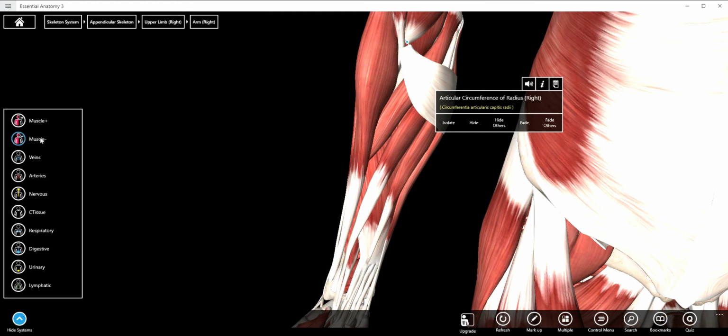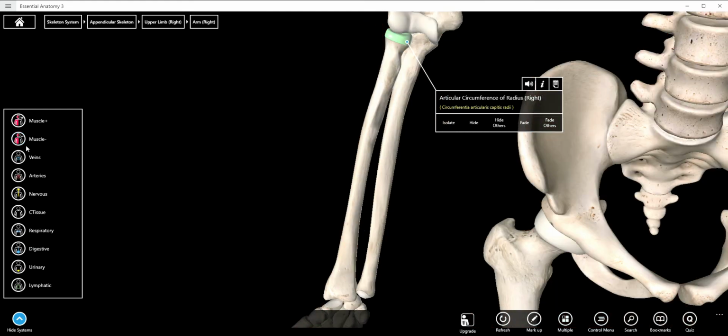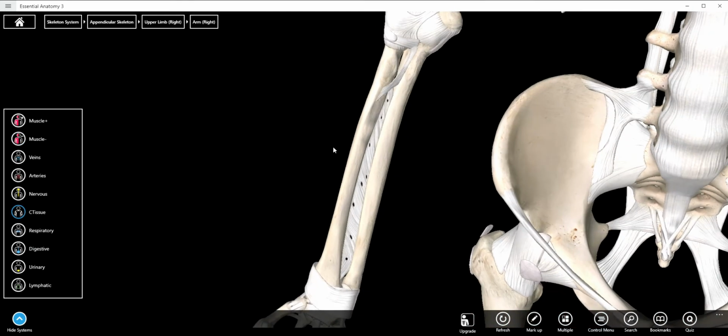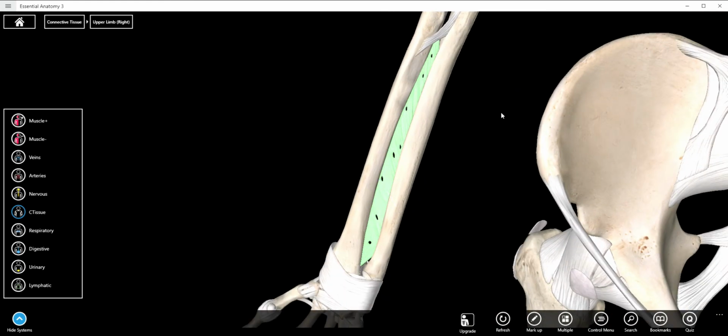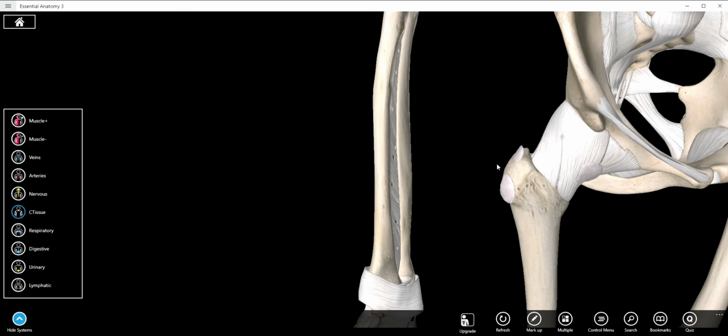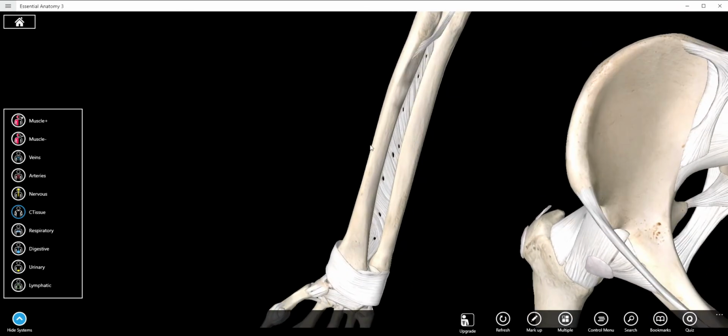this. Let's get rid of all the muscle. I'm not sure why it keeps coming back. Add connective tissue. There we go. So you can see this membrane. Now, this membrane is called the interosseous membrane, and it's a membrane between the ulna and the radius. It has some perforations for arteries and nerves and things.